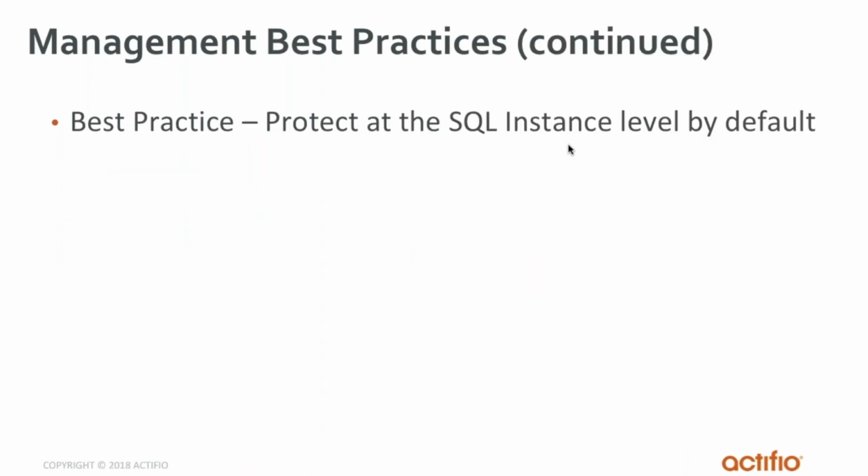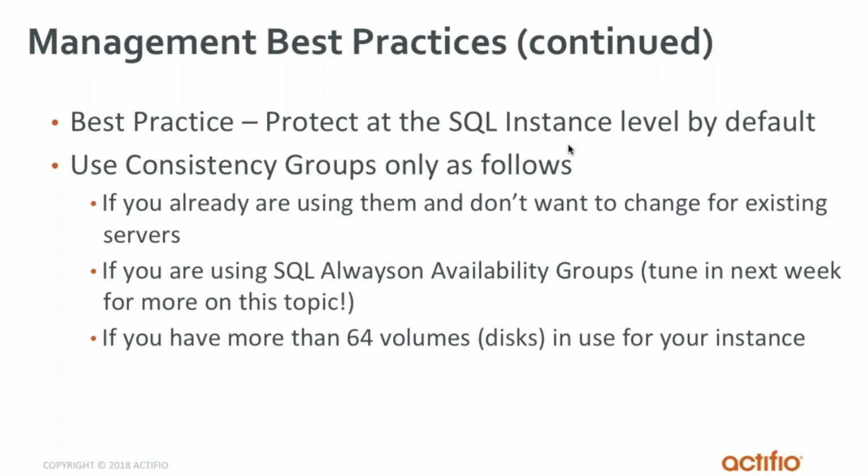Best practices for backups for SQL Server. A, use the SQL instance level by default. It's dynamic, right? And that's the whole point about why we added it. New databases can automatically be backed up, and 9 times out of 10, that's what you want. Use consistency groups only if you need to. A, if you're already using them, you don't have to turn them off.